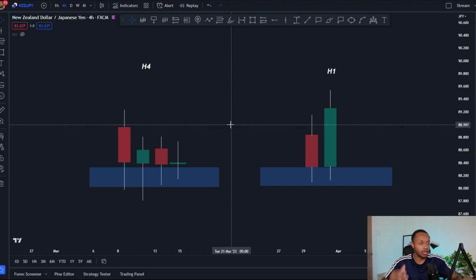So as you can see, we've got a diagram on our screen. I'll run through the theory of what we're looking for in the market, and then we're going to take a look at some examples shortly after.